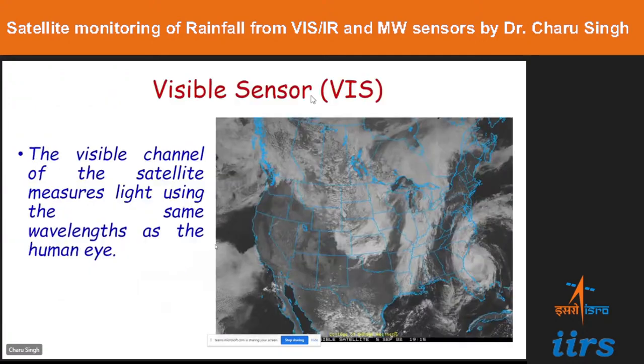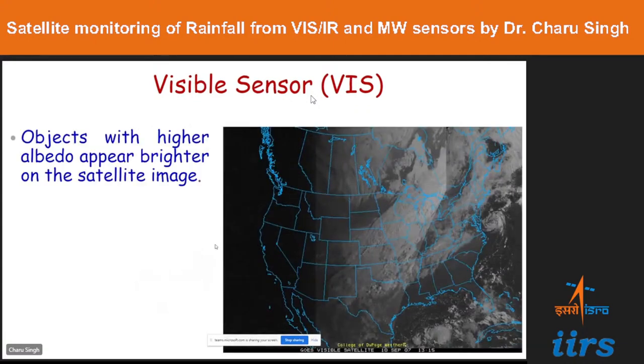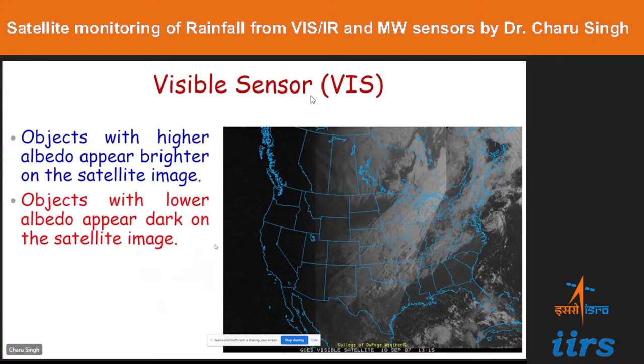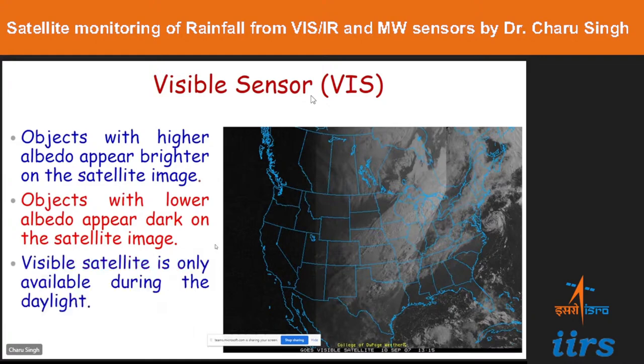Now the visible sensors, let's discuss the special characteristics of these sensors. If we use a visible sensor, the visible channel of the satellite measures the light using the same wavelength as the human eye. So objects with higher albedo appear brighter on the satellite image. Objects with lower albedo appear darker on the satellite image if we are using the visible sensor. And visible satellites are only available during the daytime because they require solar radiation for the illumination of the objects. So we have the estimates available only during the daytime if we are using the visible sensors.